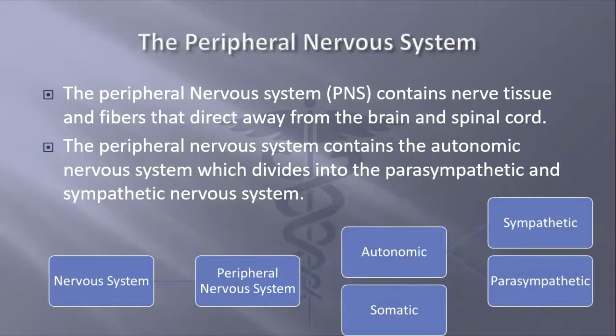Now we'll be talking about the peripheral nervous system, which is the second branch of the nervous system. The peripheral nervous system contains nerve tissue and fibers that direct away from the brain and the spinal cord. The peripheral nervous system contains the autonomic nervous system, which divides into the parasympathetic and the sympathetic nervous system.